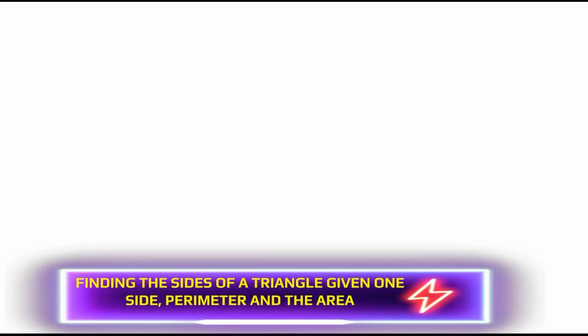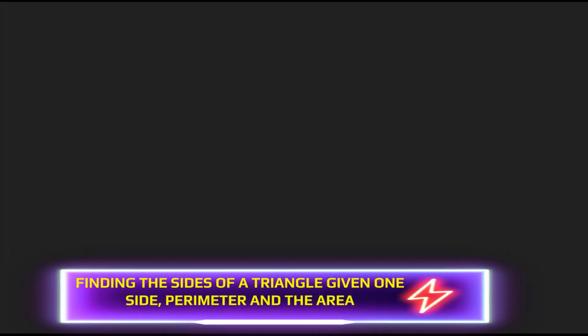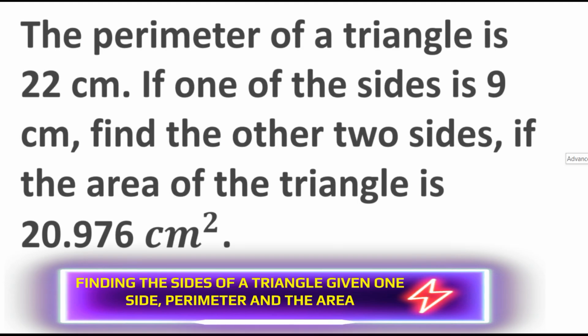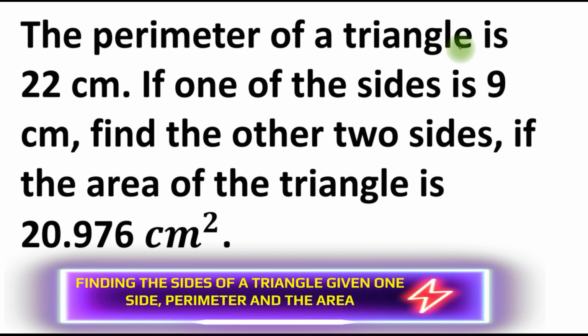Hello my dear viewers, you are welcome to this question which says that the perimeter of a triangle is 22 centimeter. If one of the sides is 9 centimeter, find the other two sides if the area of the triangle is 20.976 centimeter squared.